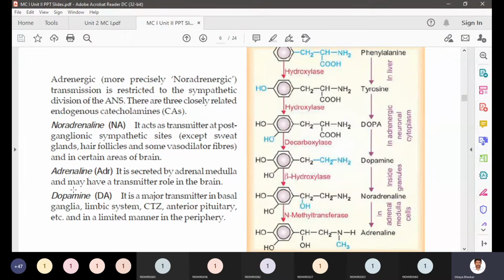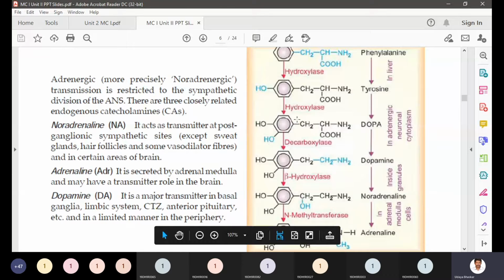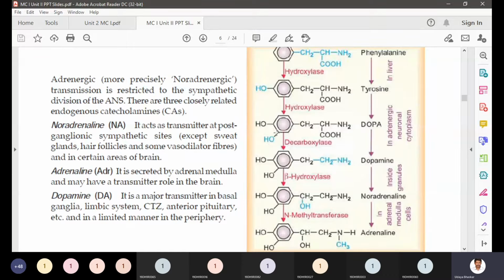Catechol ring is the phenyl ring having two hydroxyl groups at adjacent positions. Then we have an ethyl link, to which you have NH2 and COOH, amine and carboxylic acid. That is the general structure of any amino acid. Based on the side chain, the amino acid differs. Then dopa will be acted upon by decarboxylase, so the carboxylic acid will be removed and this is converted into dopamine.